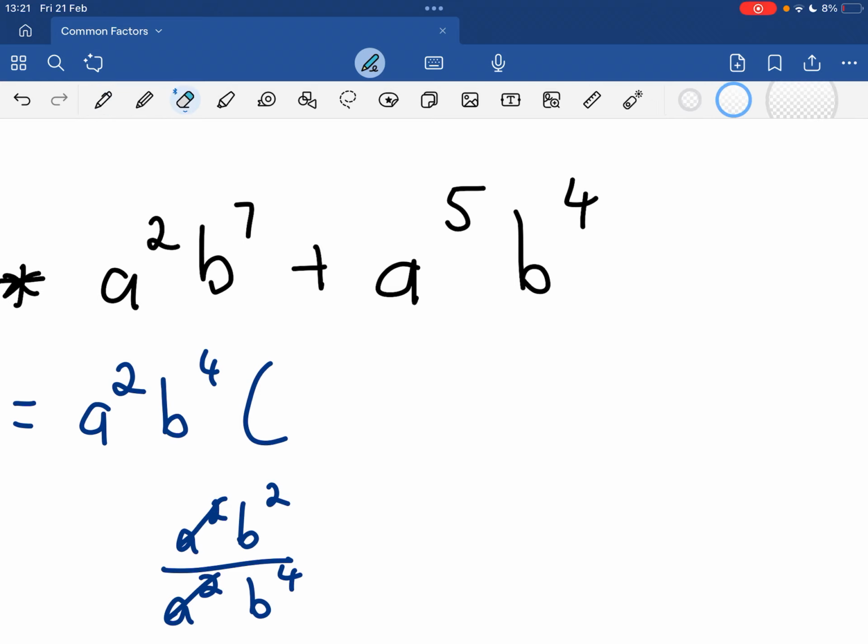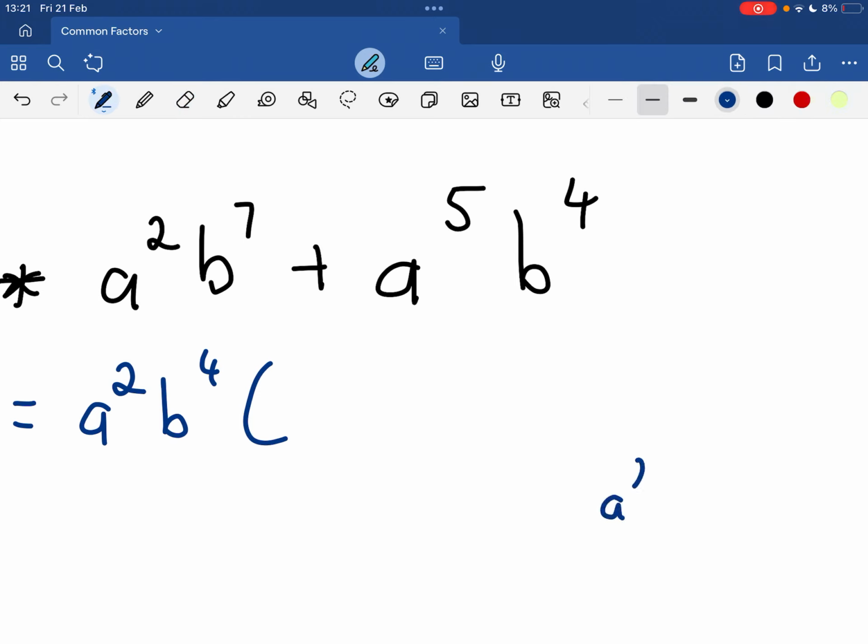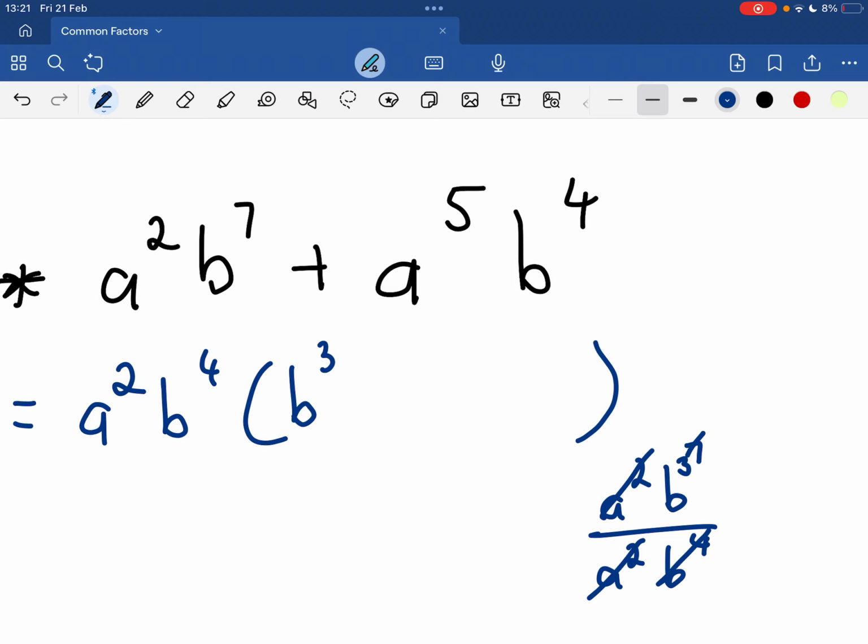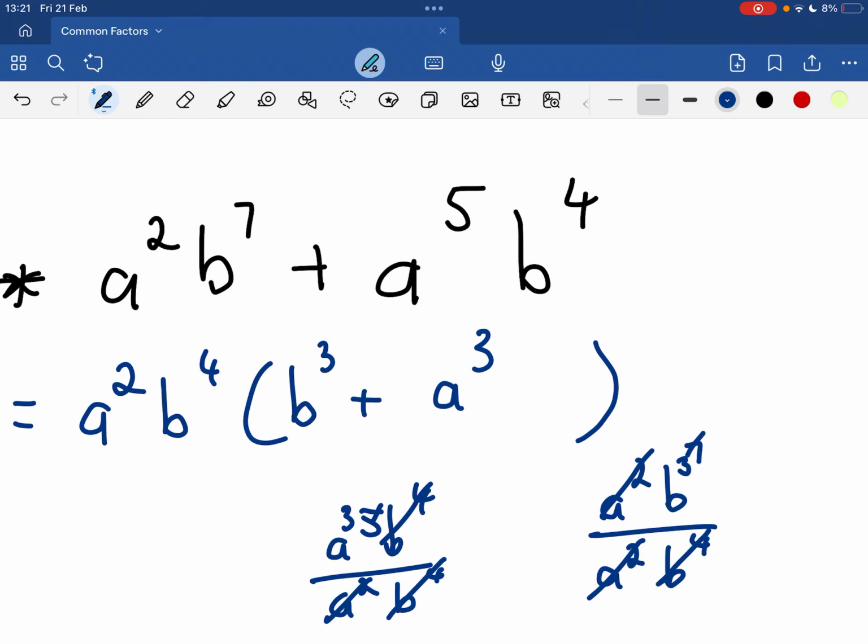Sorry, our first term there is actually a squared b to the 7, and our common factor is a squared b to the 4. These cancel away. Now, b to the 4 leaves us with b to the 3. So b to the 3 is what we're left with. And in our second term, we have a to the 5, b to the 4. If we divide it by our common factor, a squared b to the 4, the b to the 4 cancels away. The a squared leaves us with a to the 3. And that's what we have there.